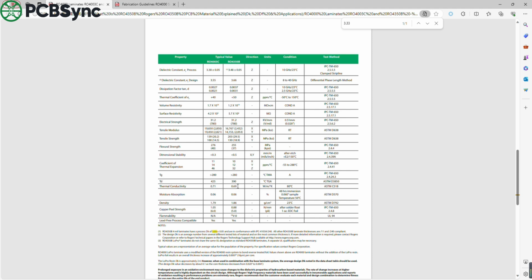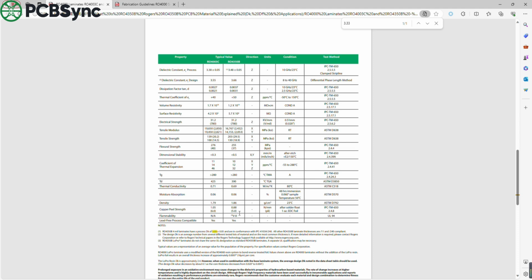In terms of thermal conductivity, RO4350B is 0.69 watts per meter Kelvin, and RO4003C is 0.71 watts per meter Kelvin. The two are very close. The real obvious difference is the flammability rating.